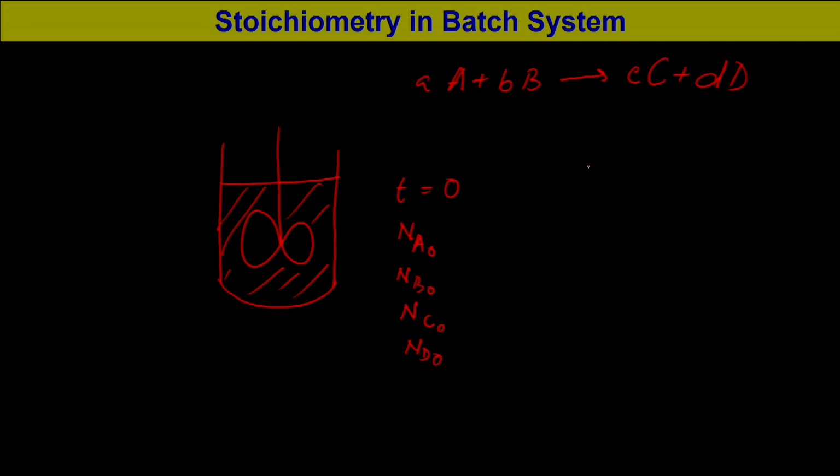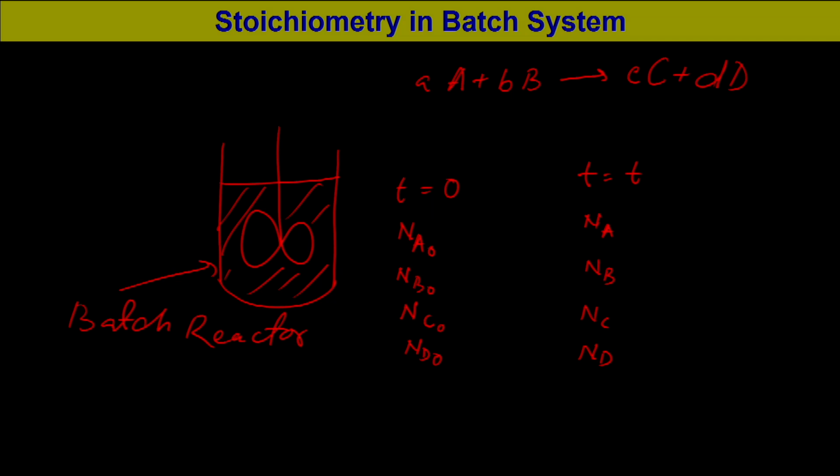At t is equal to t, the concentration of A is Na, concentration of B is Nb, concentration of C is Nc and concentration of D is Nd. So, this is the batch reactor. Now, we have to do the mole balance, which is reacting over here.